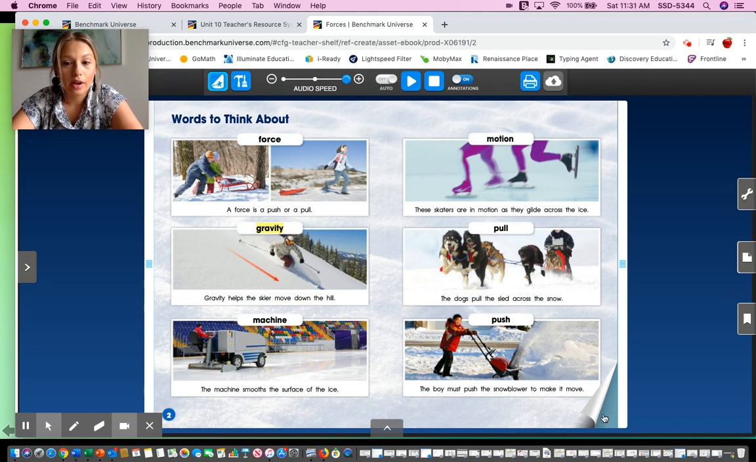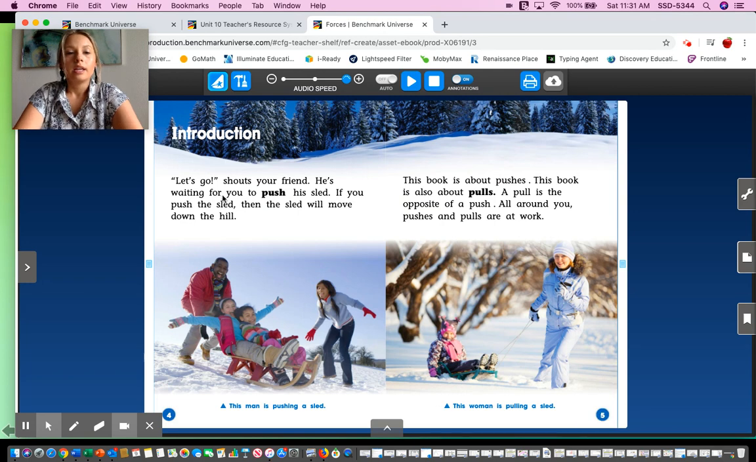Okay, so those are our vocab words. We're going to start off with the introduction. The introduction introduces or tells you what the story is all about. So it kind of gives you a little sneak peek of the story. And I'm going to let the story read it to you. Introduction.